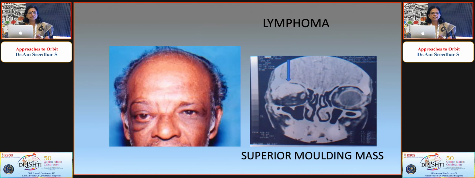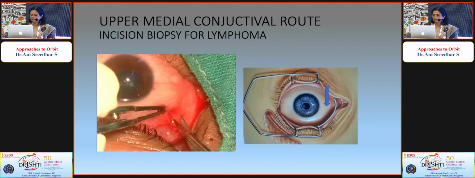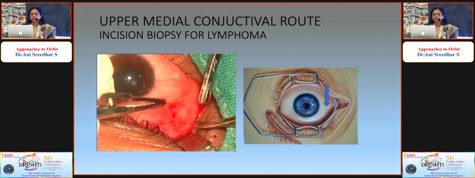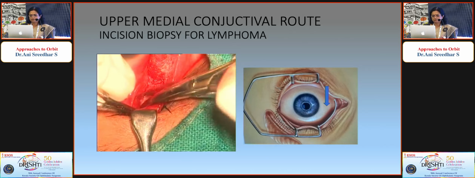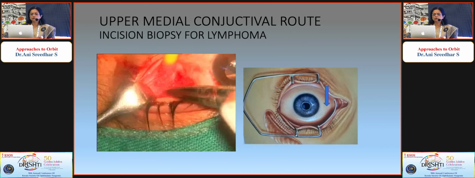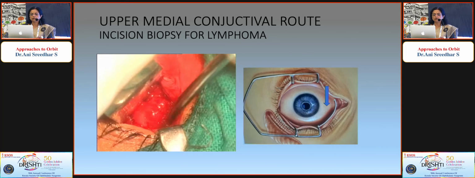This was a superior molding mass. So molding masses, what is it? Molding masses. PG is only one seen now. So this is a lymphoma. So here too, it molds around the globe. You need not aim to take out the whole mass, just a small piece. So here I am going through the superior conjunctiva because the patient may require radiation later.